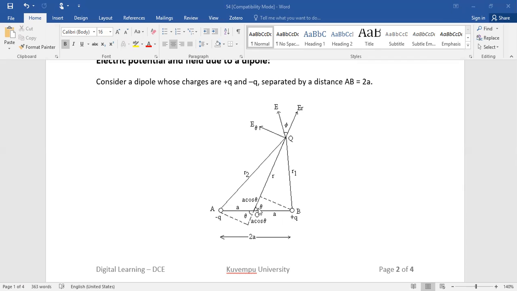This is a line joining the center of the dipole and the chosen point. This is the external point Q. The center of the dipole is joined to this point along this line. Plus Q is at distance R1 from Q, and minus Q is at distance R2 from Q.